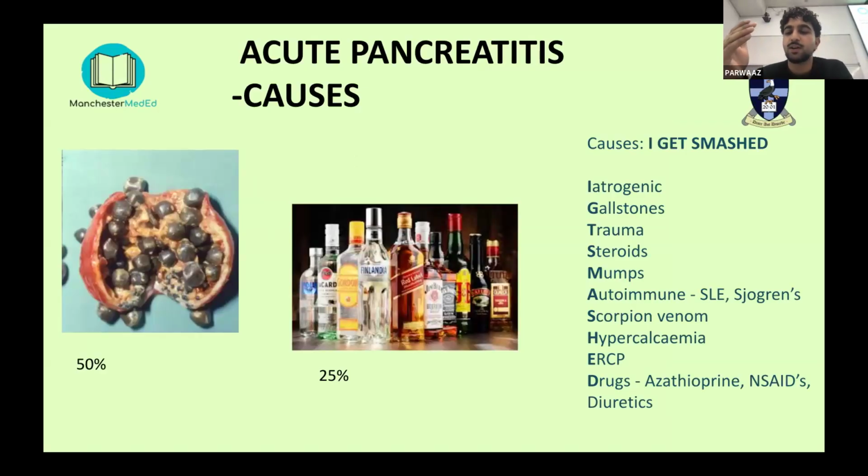Trauma can cause pancreatitis, especially blunt force trauma to the abdomen through car crashes can cause pancreatitis quite easily. Steroids, mumps, some slightly niche conditions like Sjogren's and SLE, scorpion venom, which Passmed loves, hypercalcemia, ERCP, and some drugs like azathioprine and NSAIDs, and some diuretics as well. But main thing to remember is basically gallstones and alcohol are the two main culprits. So 75% of the pancreatitis cases are due to these two things, and all the others sort of come in tandem after. Okay.